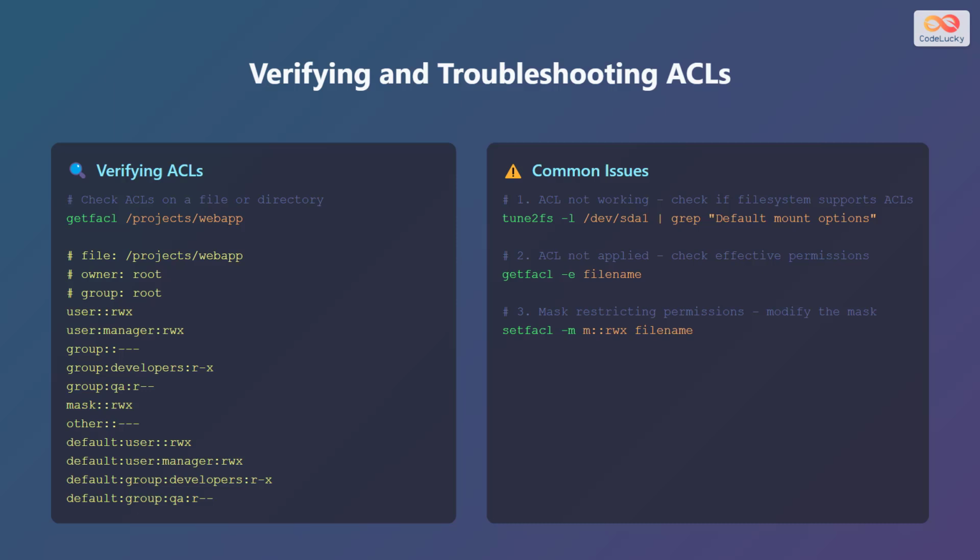ACLs not being applied as expected. In this case, you should check the effective permissions using the getfacl command. A mask restricting permissions: modify the mask using the setfacl -m m::rwx filename command.